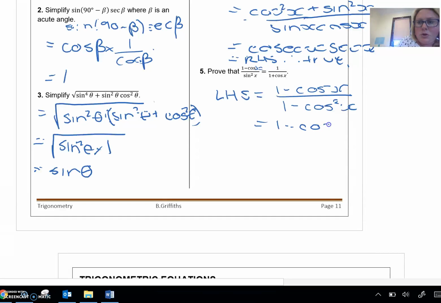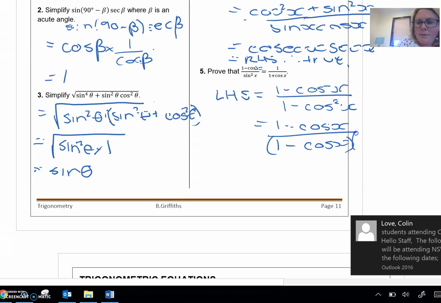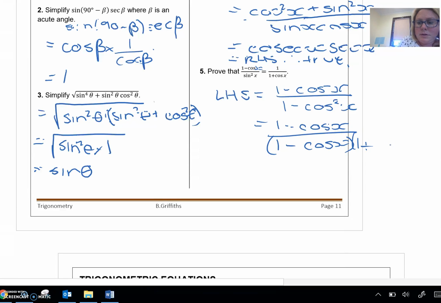Well, isn't the numerator the difference of two squares? 1 minus cos x, 1 plus cos x. That goes, and I'm left with what I require, which equals right hand side, therefore true.